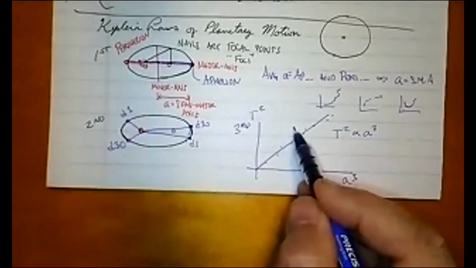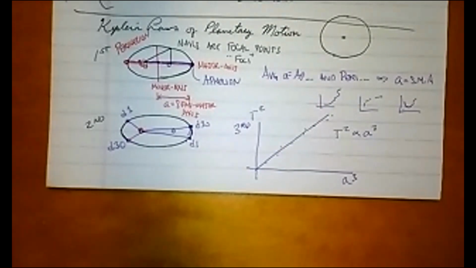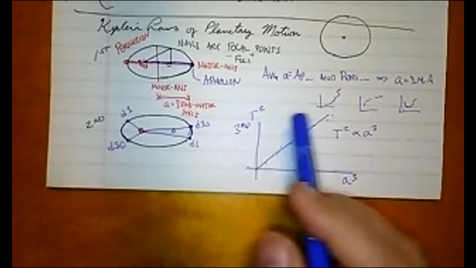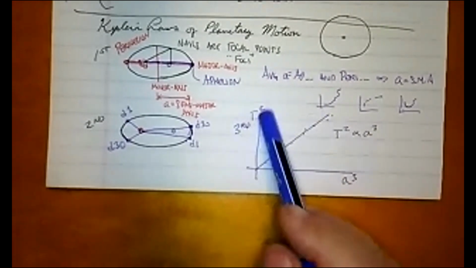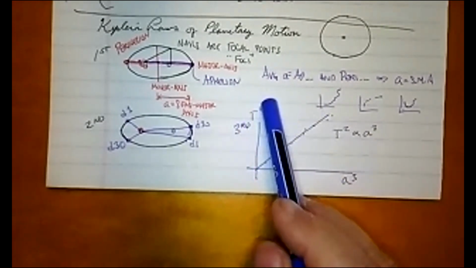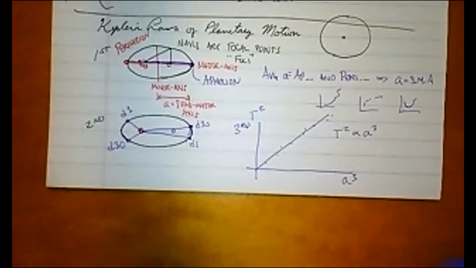Remember Times Square, if you have a hard time remembering which one is which. Times Square is where we celebrate New Year's Eve in New York. So Times Square reminds you to use the period squared, and then the semi-major axis will be cubed.